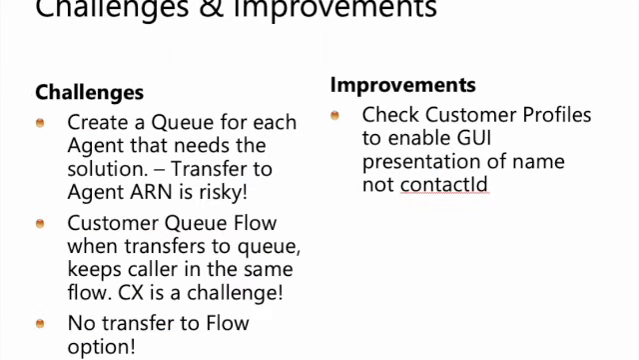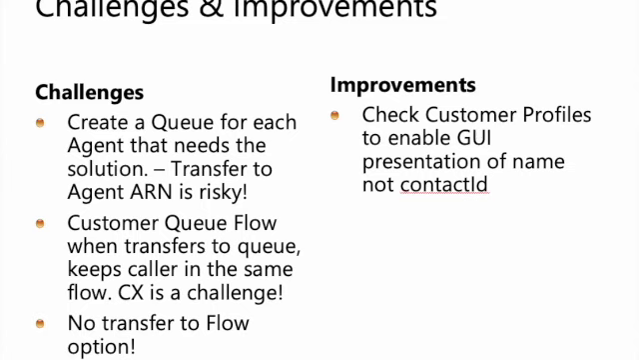Challenges and improvements. Challenges were tricky. First of all, you create a queue for each agent that needs the solution because you're going to transfer to a queue. I didn't want to transfer to an ARN because that's pretty risky. If the agent is busy, the call is going to get lost, right? So we want to keep it in the queue.